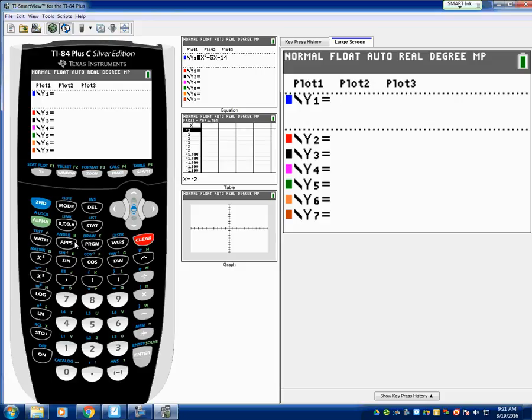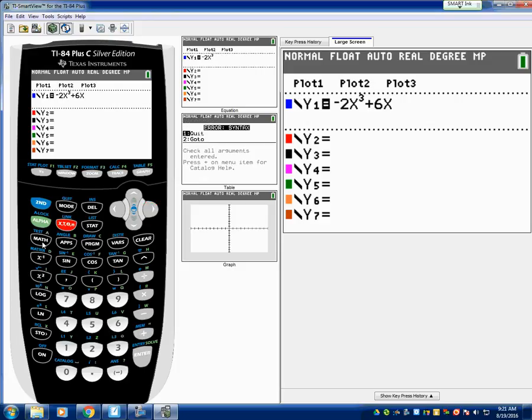Negative 2x cubed. Don't forget to use the negative sign, not the minus. 2x to the third plus 6x squared minus x and plus 3. And then we'll go ahead and graph it.